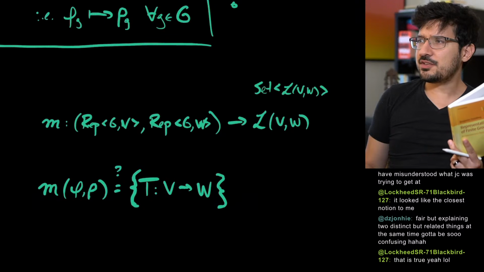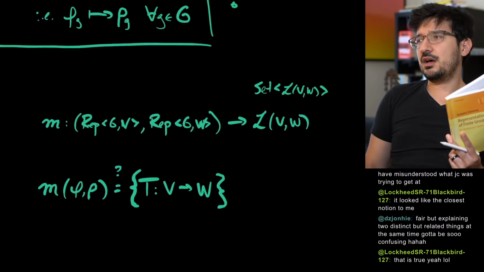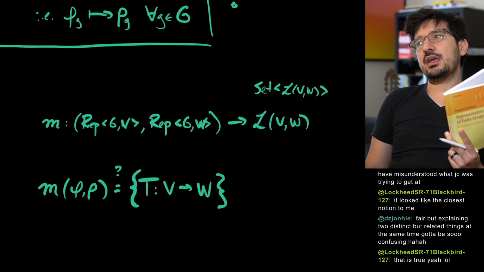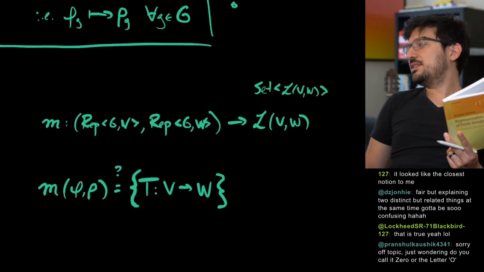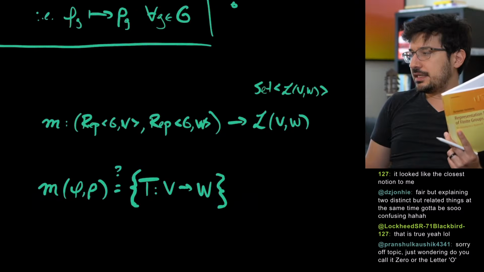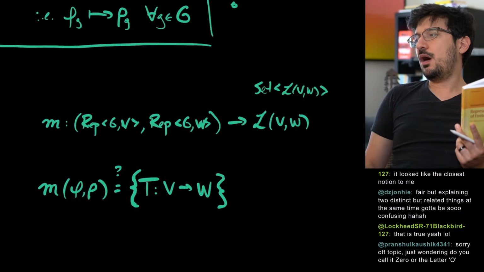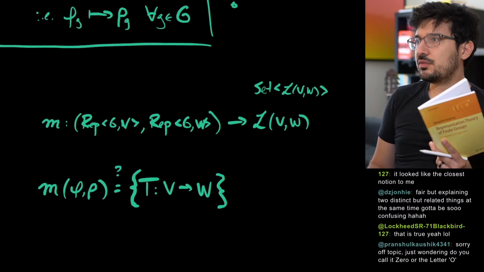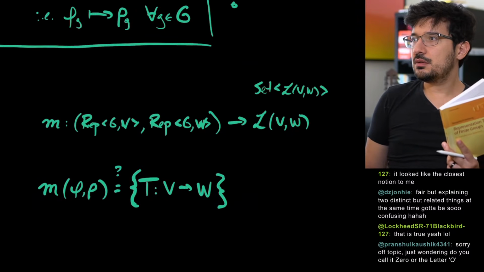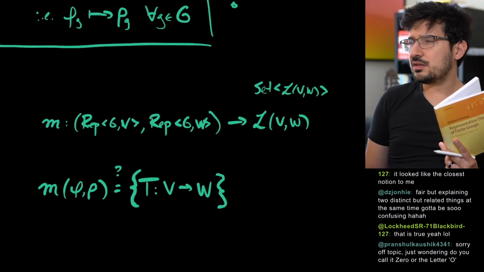Because in general, you don't have a canonical linear map you can put as a return value, so you return the set of all of them. Okay, sick. Yeah, that's why I was thinking that a single morphism is implemented by one linear map, but a morphism returns all possible linear maps. Okay, nice. You might be right. I might have understood what JC was trying to get at. It looked like the closest notion to me.